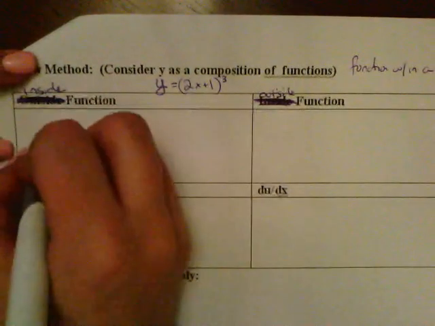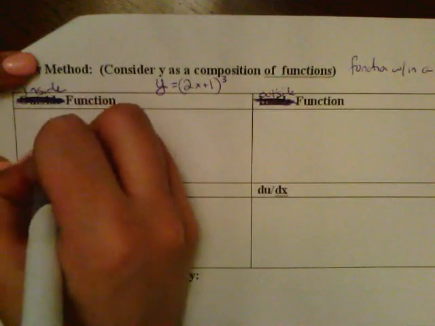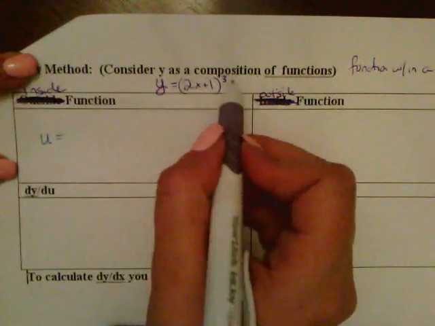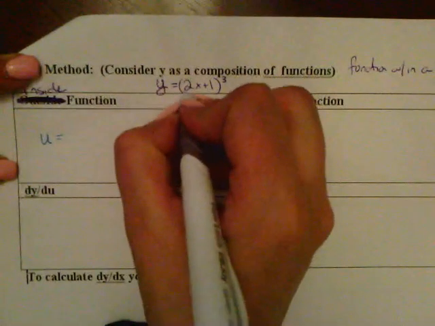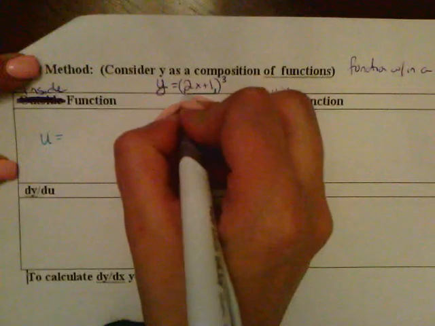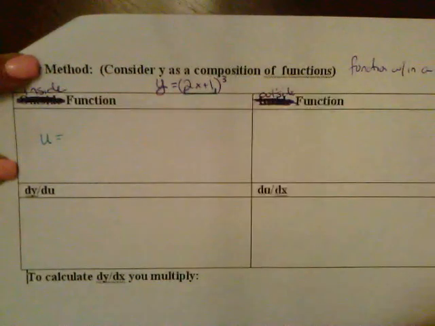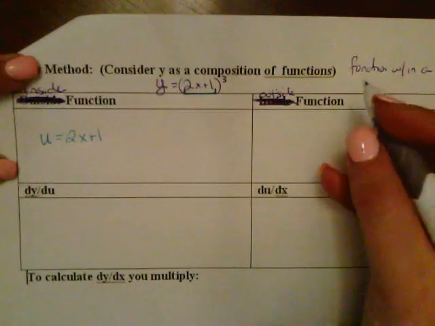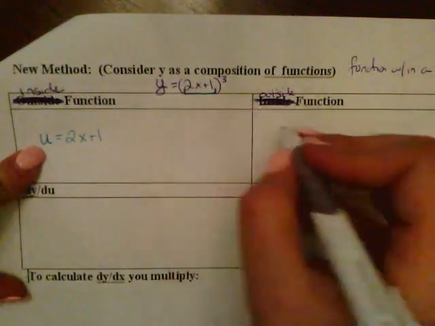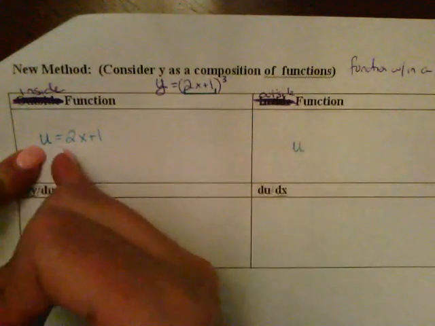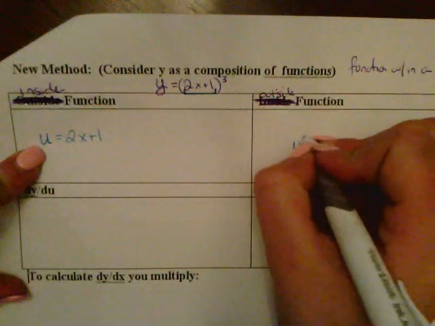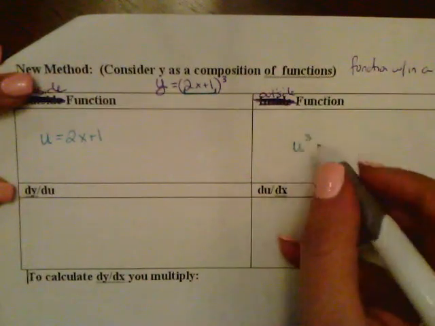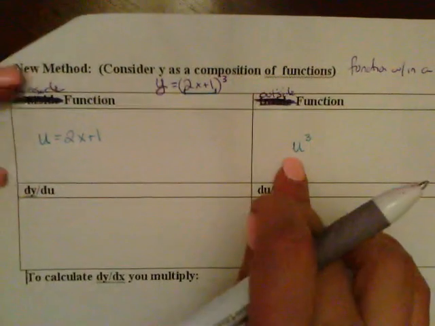The first thing you're going to do is identify your inside function, and we're going to call that inside function u. Looking at this, what part of all of this is on the inside? The thing on the inside is the 2x plus 1, because that thing is being cubed. So the inside function is 2x plus 1. Our outside function, using u, is what's happening to u. If u is 2x plus 1, what's happening to u? It's being cubed. Make sense? So if our inside is 2x plus 1, our outside is u cubed.